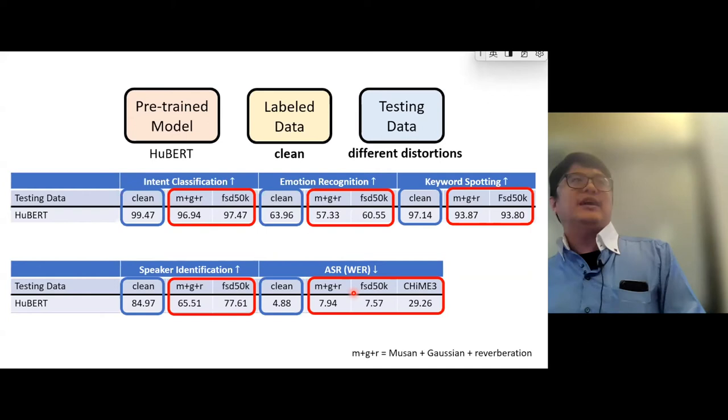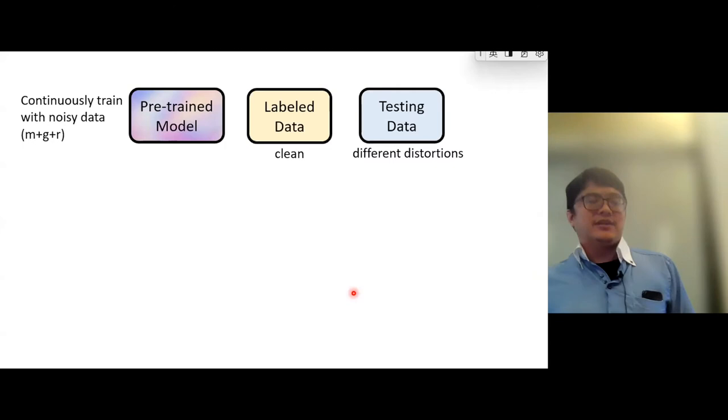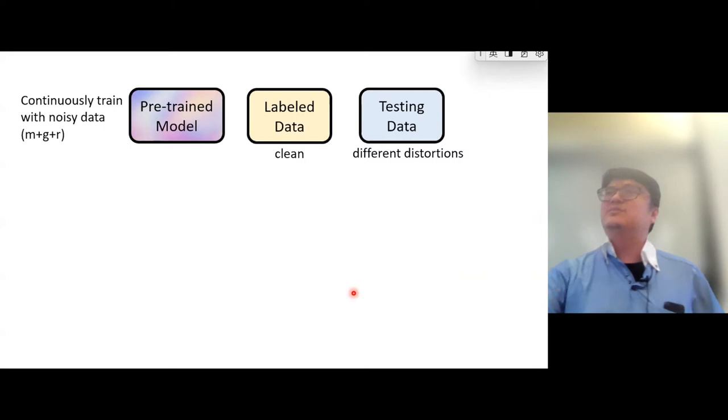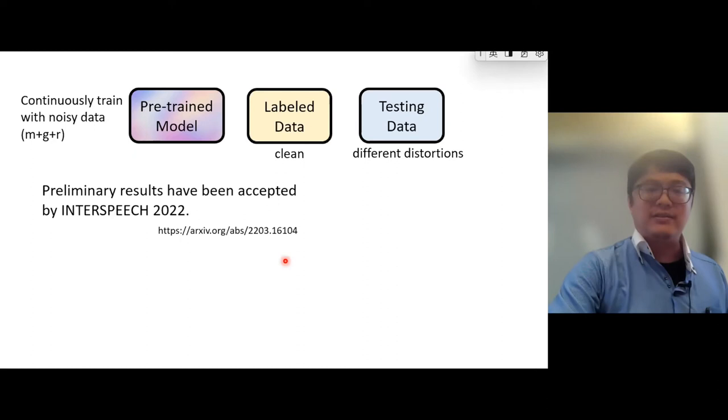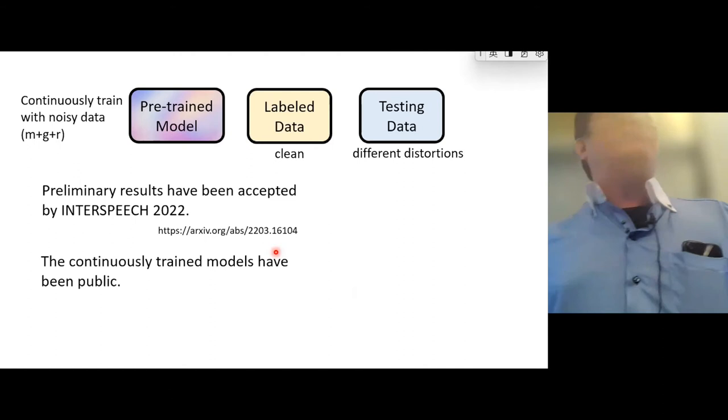And based on our discussion before the workshop, we do have some idea. We continuously train those pre-trained models with some noisy data. And we found that this approach is actually very useful. And we do have a paper accepted by InterSpeech 2022. And you can find the result of the paper here. And the continuously pre-trained model is actually publicly available. So everyone can use it.